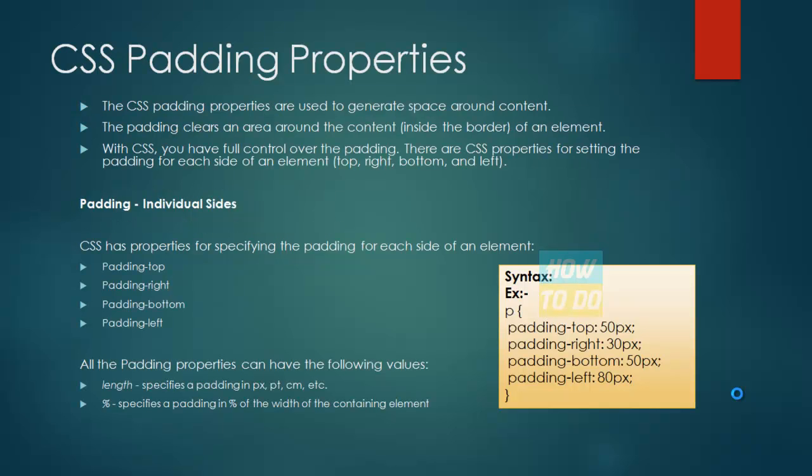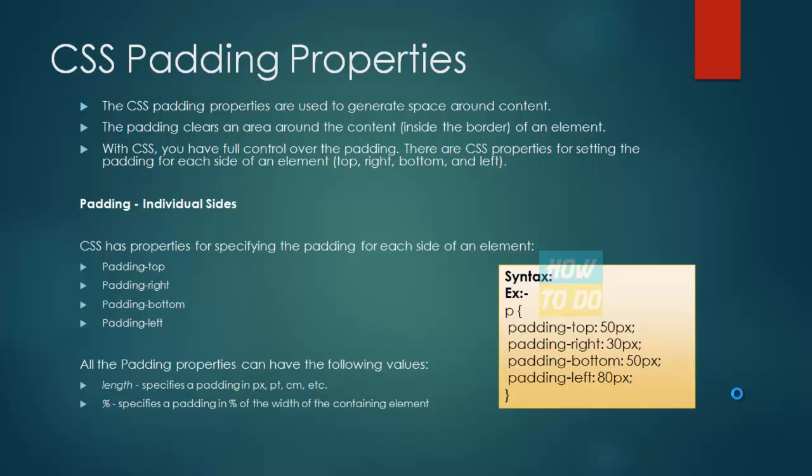CSS padding properties. The CSS padding properties are used to generate space around content. The padding clears an area around the content inside the borders of an element. With CSS, you have full control over the padding. There are CSS properties for setting the padding for each side of an element: top, right, bottom, and left. Now let's see what this padding does.